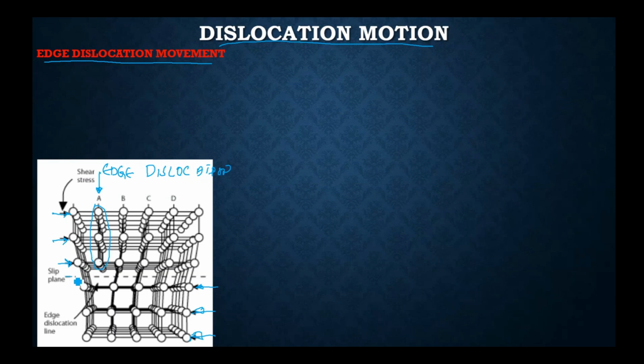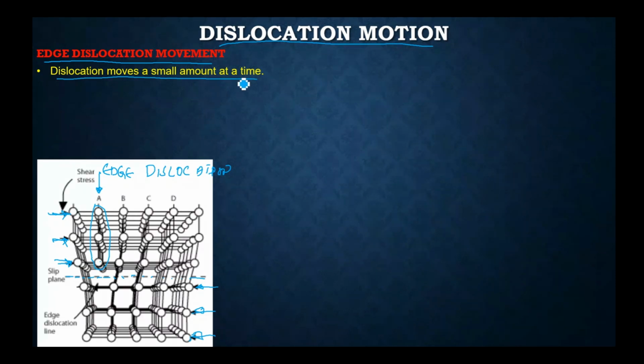And this is the plane which separates the presence of an extra half plane. So there is a plane present over here, and there is no plane present over here. So this is the plane that is separating the presence of edge dislocation in the lattice. Now, if we apply shear stress in this direction onto this lattice, what would happen? Dislocation moves a small amount at a time.